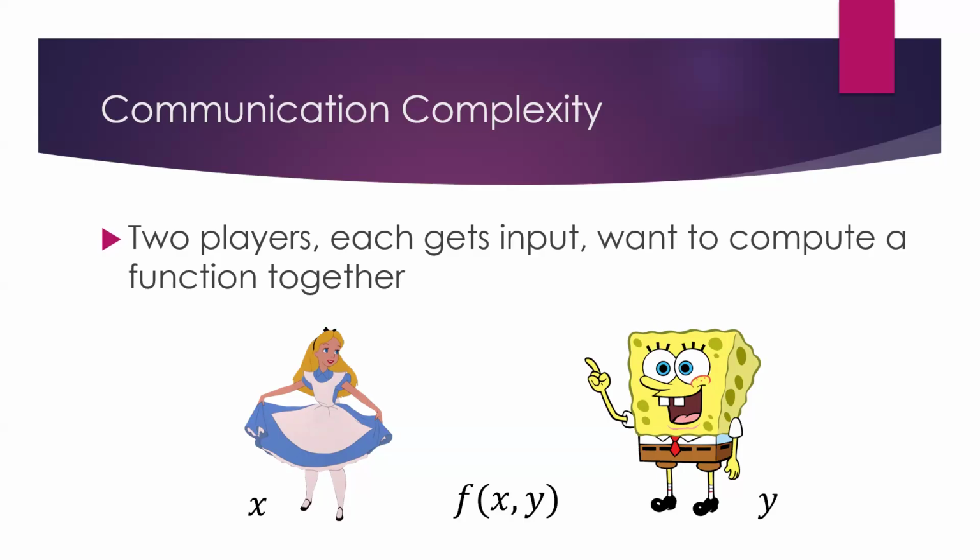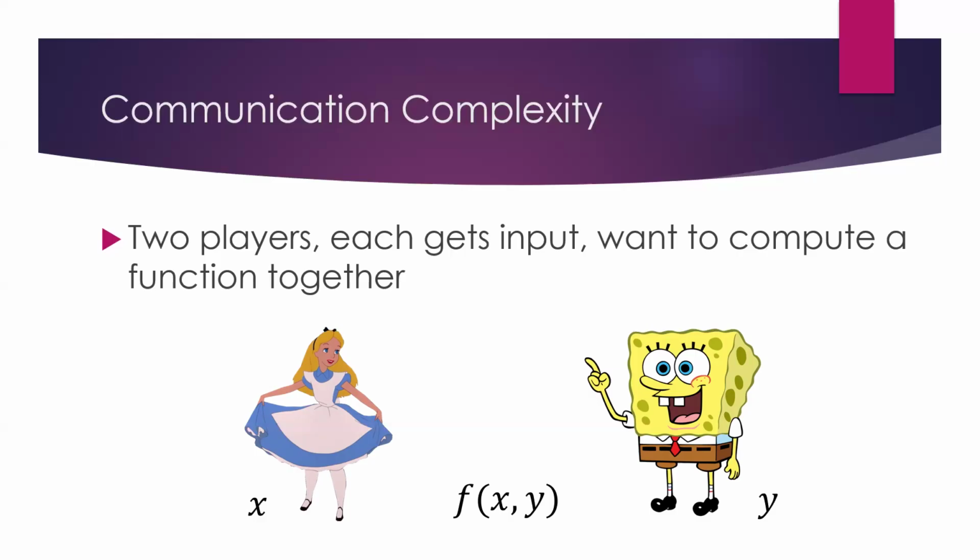We have two players, let's call them Alice and Bob, as usual. Each of them is getting their own input. Let's call them in this example X and Y. And they want to compute a function of both of their inputs. So they want to compute some function of X and Y.